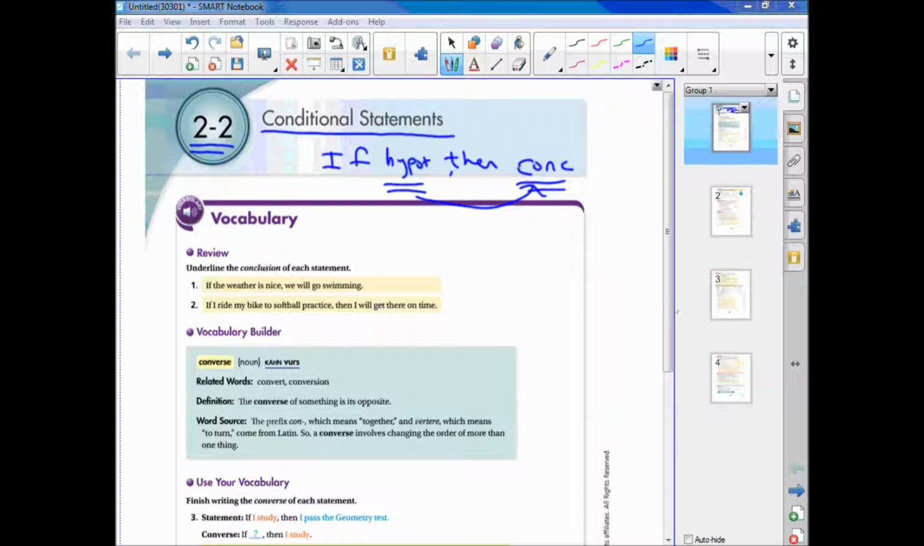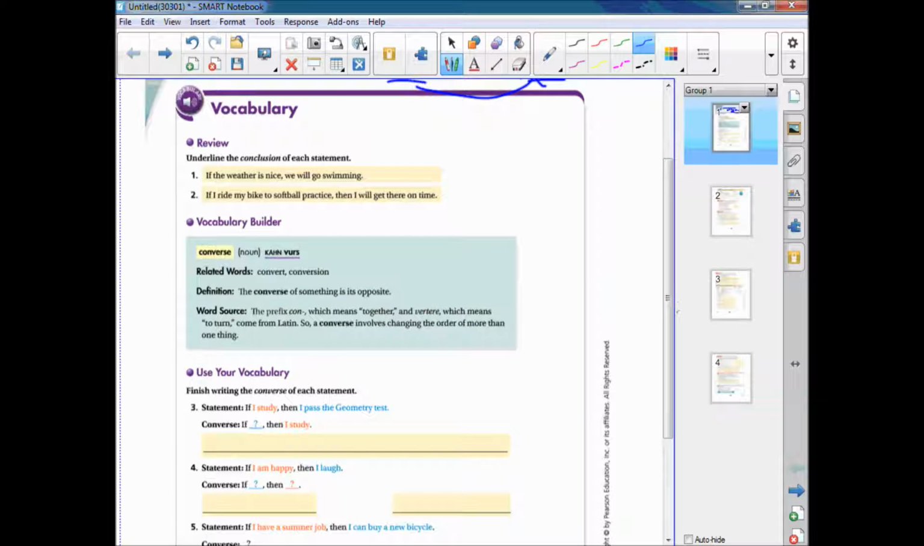So if the weather is nice, then we will go swimming. So this is the conclusion, we will go swimming, okay? If I ride my bike to softball practice, then I will get there on time. So the conclusion here is I will get there on time, okay?